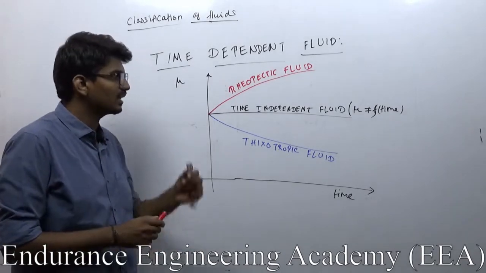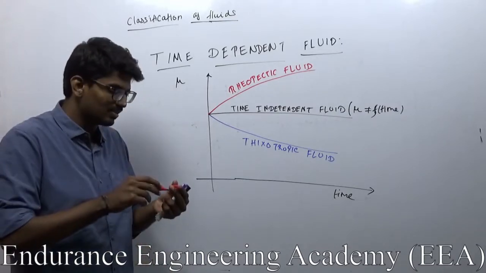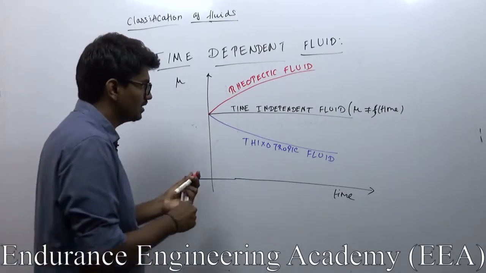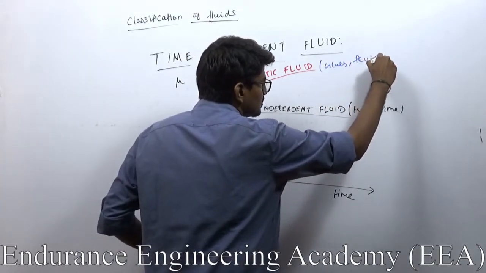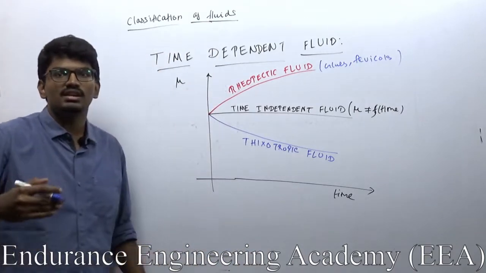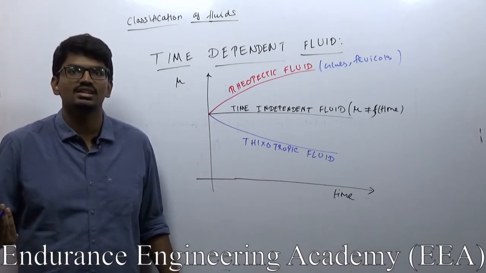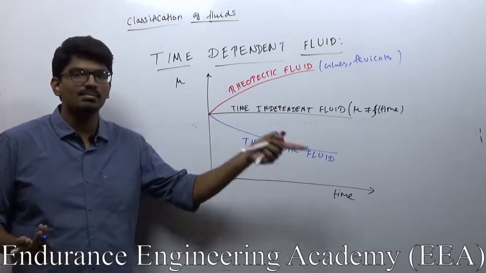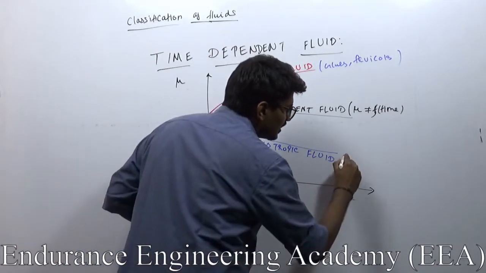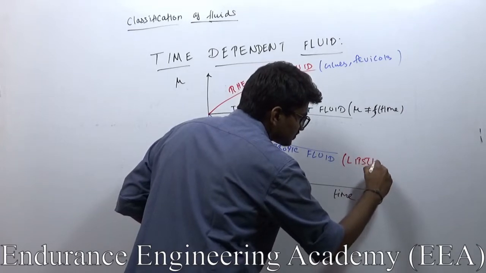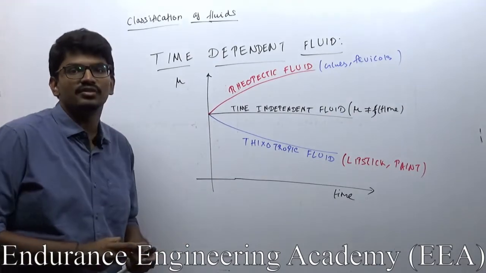In the case of rheopectic fluid, as time increases, viscosity is increasing. Some examples are glues and fevicol. If I keep that glue and fevicol for a longer time, its viscosity is obviously going to increase. And for thixotropic, I can give examples such as lipstick and paint, where viscosity will decrease as time increases.